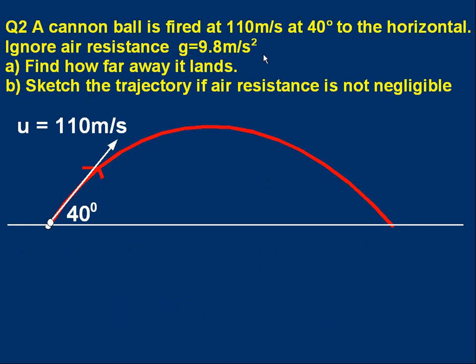And the question, well, there's 2 parts. Find how far away it lands. That's the range. And sketch the trajectory. That's the path. If air resistance is not negligible. If you can't ignore air resistance. So 2 things for you to think about. Pause the video, try that whole thing for yourself.